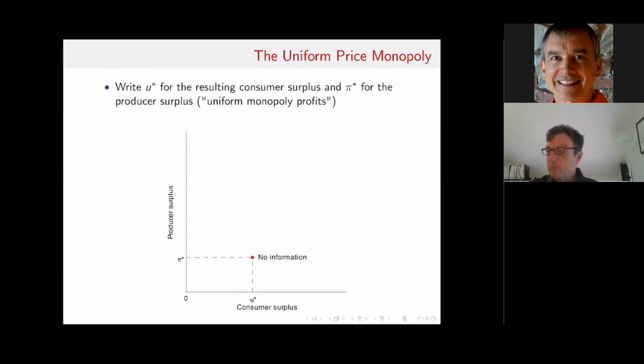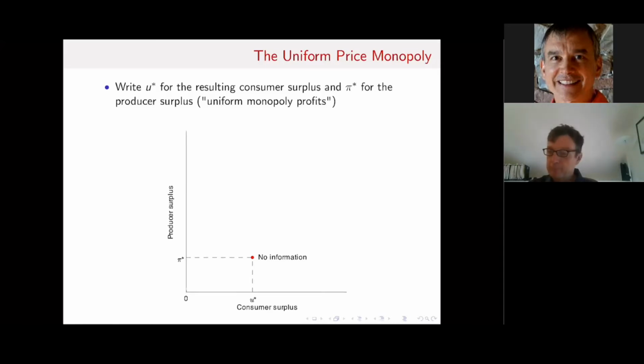Okay, so if the seller were going to charge just a single price, then there would be some consumers who would find that their value exceeds that price. They would buy the object. They would realize a surplus that is between their value, B, and the price they're being charged. If we sum this up over all consumers, that gives us a consumer surplus. That's U star, which is plotted on the x-axis. And on the other hand, it will also give us a revenue. That's the producer surplus, and that's pi star.